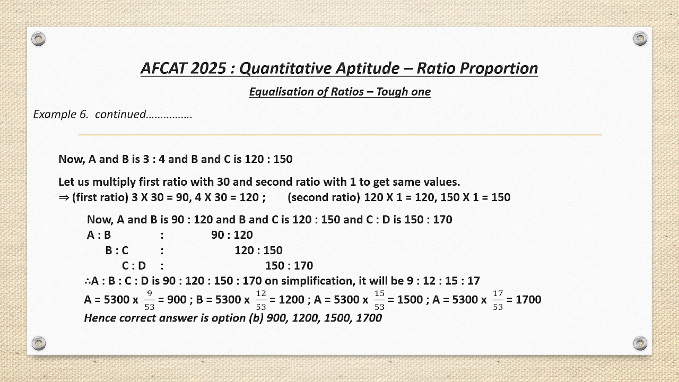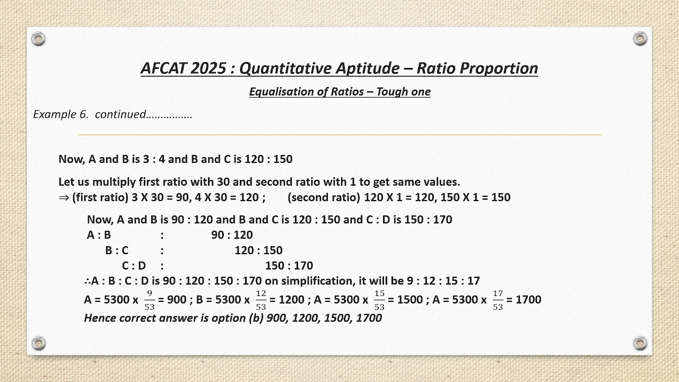Right? Now it is very simple. The ratio, now let us divide this by 10. So we get 9, 12, 15, 17. This we cannot simplify any further because of the presence of the prime number 17 there. Right. So A's share will be 9 by 53 into 5,300, which is 900 rupees. B we get 1200.